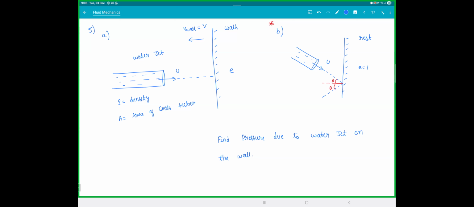In chemistry, they will teach you about this thing. How did you get 0.5, Rishi? I gave e as the restitution.